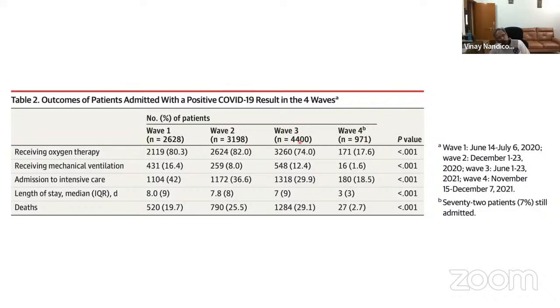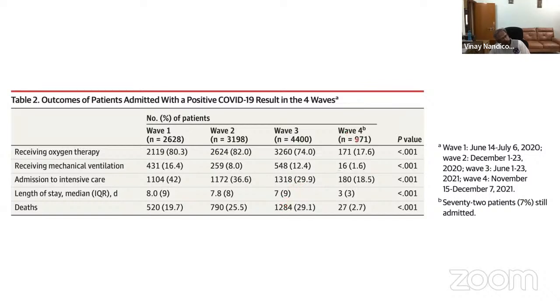Among 4,400 patients in South Africa, in a paper published in a scientific journal, approximately 1,284 people died, and a lot of people had severe infections. You can see the numbers. Around 3,260 received oxygen therapy. Quite a lot of them were on ventilators. Intensive care unit admissions were high and the length of stay was also longer.